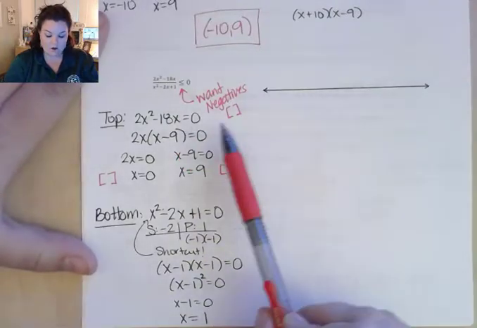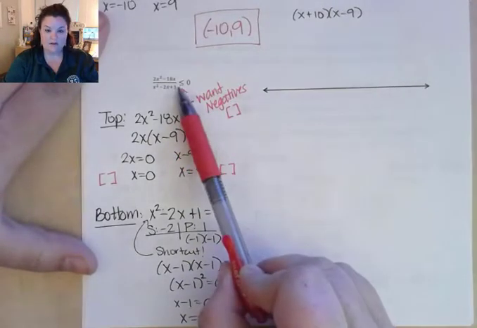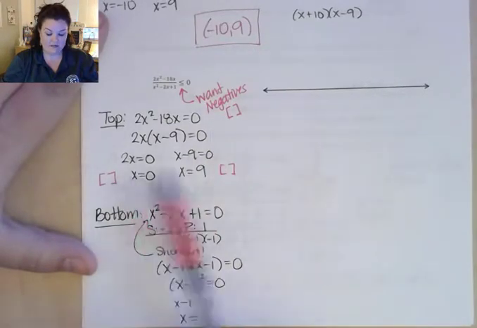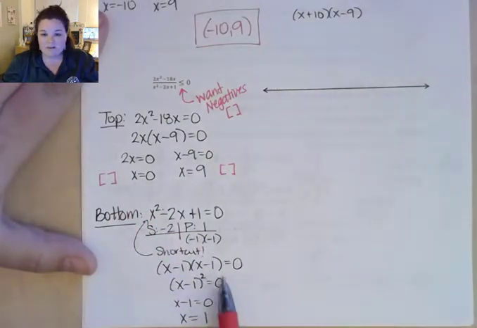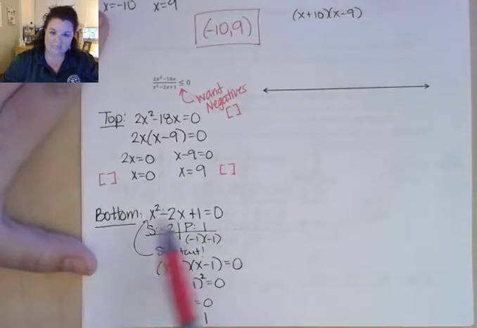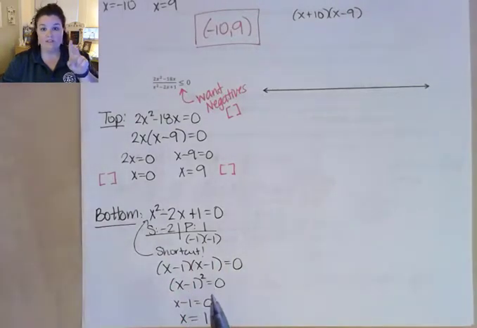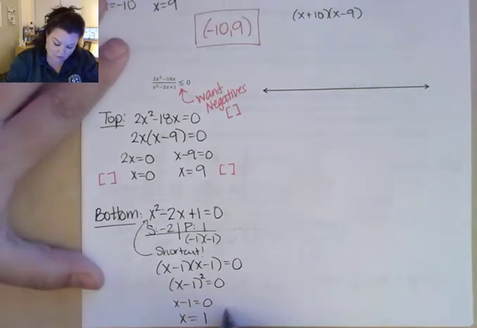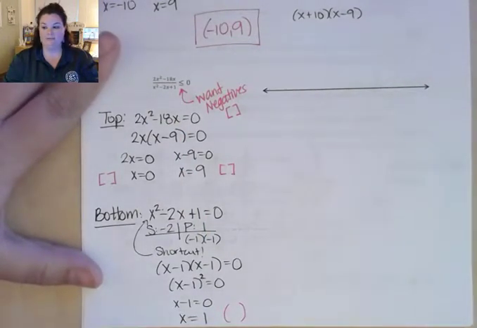So even though this little symbol here tells me to include my zeros, which I did on the top, I can never include zeros that make the denominator 0. So any zeros you get from the bottom, whether you get 1, 2, 3, 4, 10, whatever makes the denominator 0, we have to use parentheses on, okay?